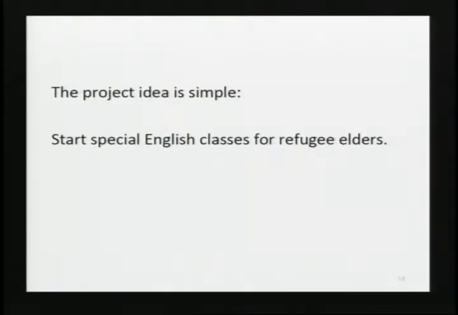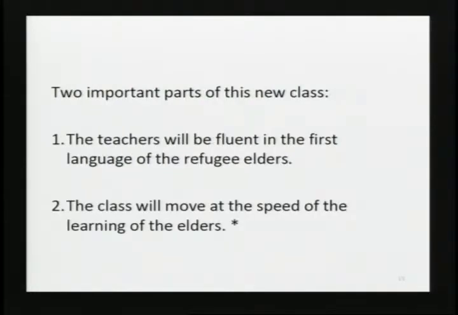So the project idea is simple: to start special English classes for refugee elders. Two important parts of this new class that we had in mind at that time were the following. The teachers will be fluent in the first language of the refugee elders, and the class will move at the speed of the learning of the elders. Neither of these situations existed with the English classes that were available to these refugees at the time.